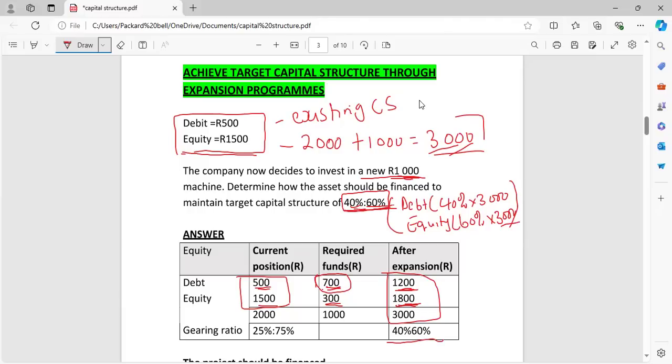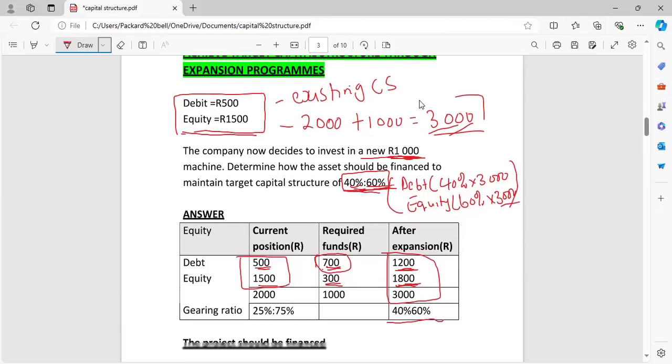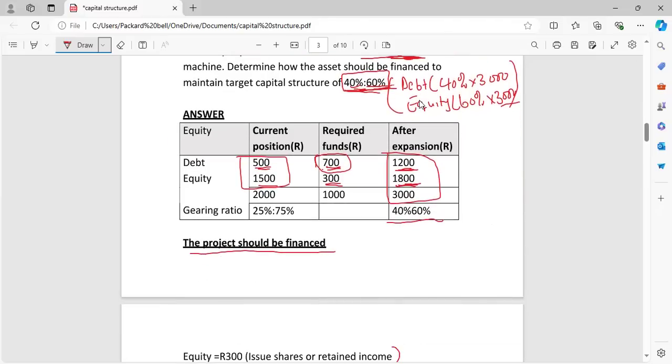So in your question, they will come and say, existing capital structure is debt 500 and equity 1,500. Then they will tell you the expansion program is going to need 1,000. So what is important for you now is to know how to finance this new 1,000 project, which means you focus on your target capital structure. Right, so that's there. I don't know if there's anyone with another question before we go to something else.